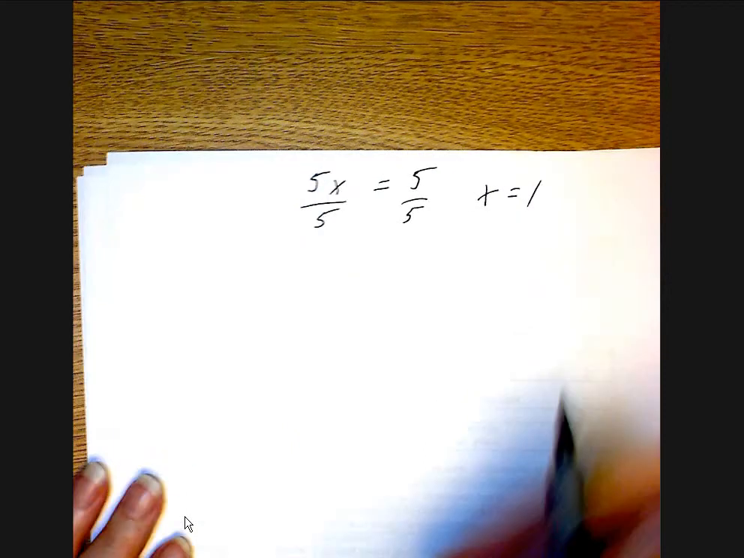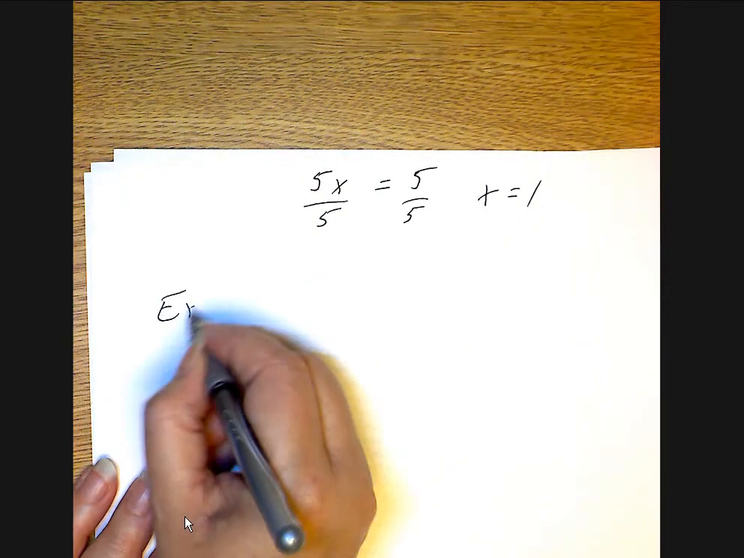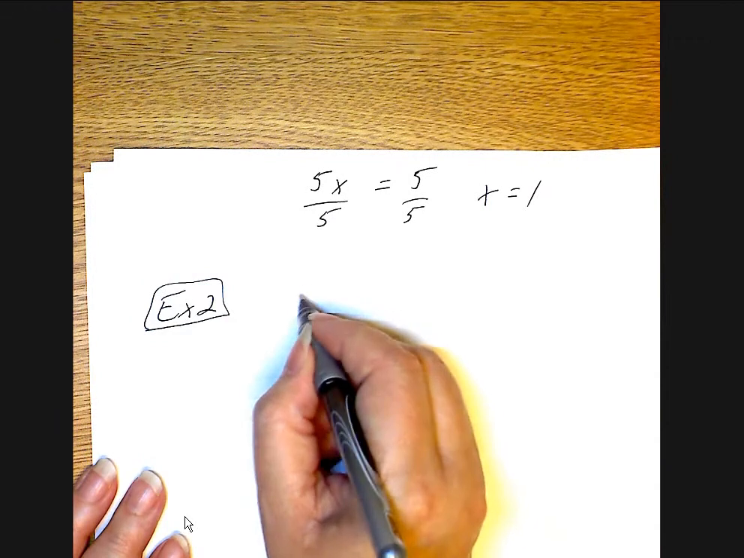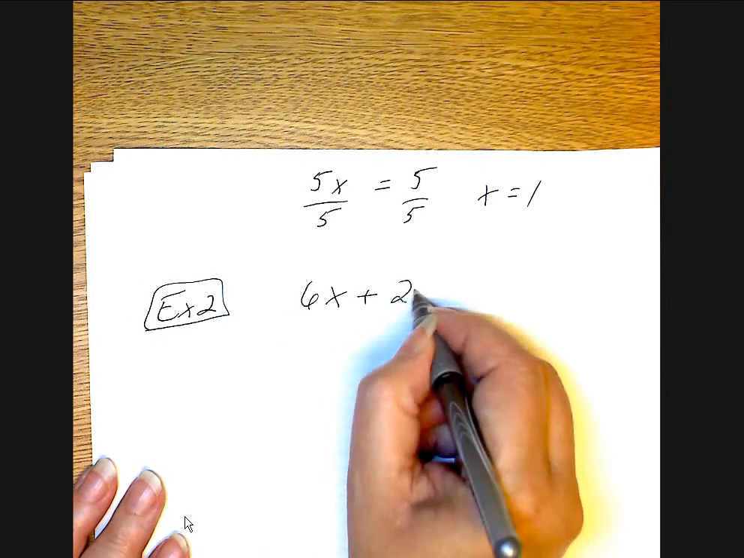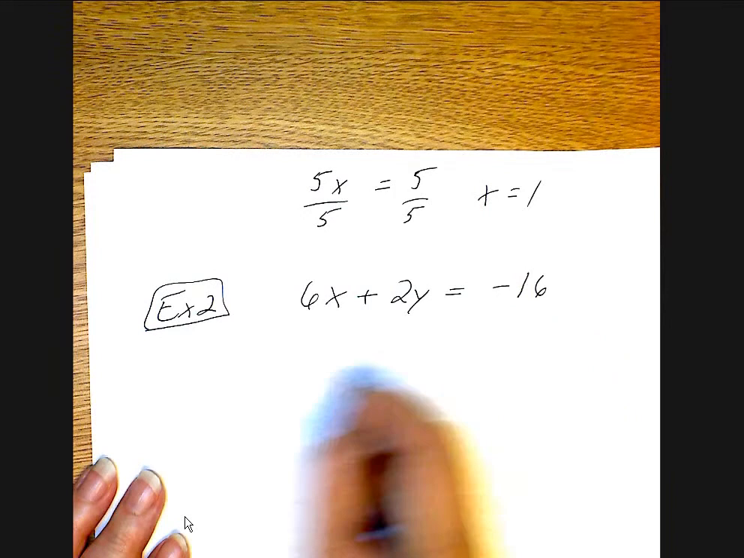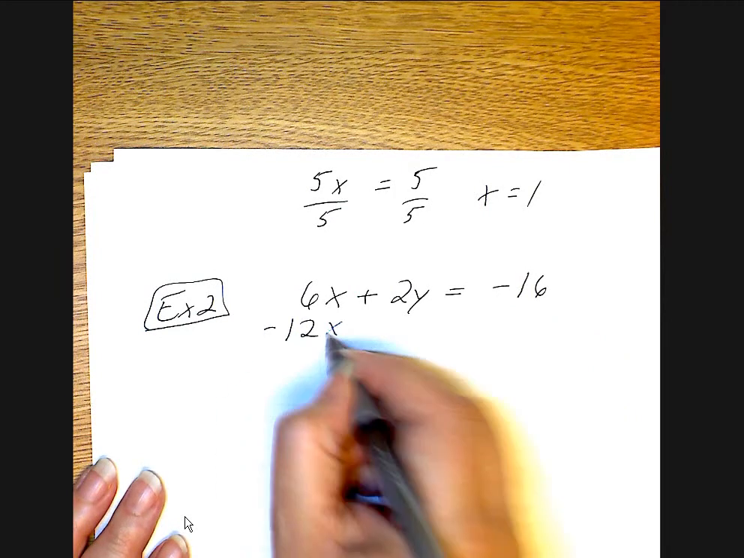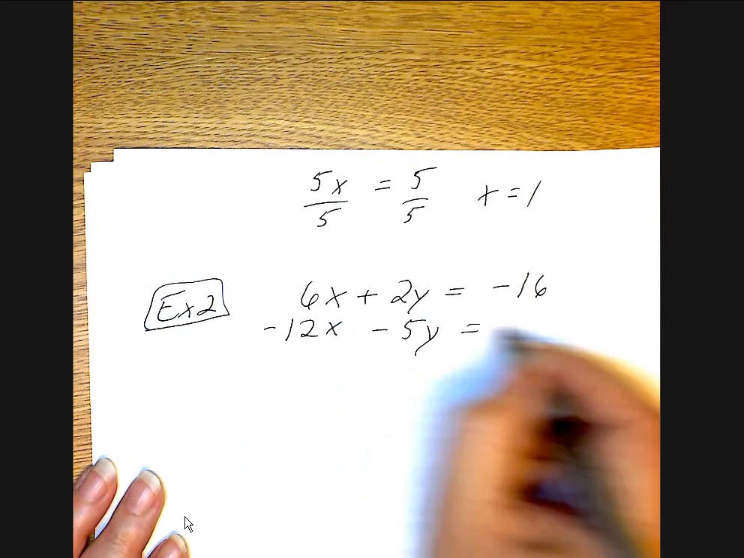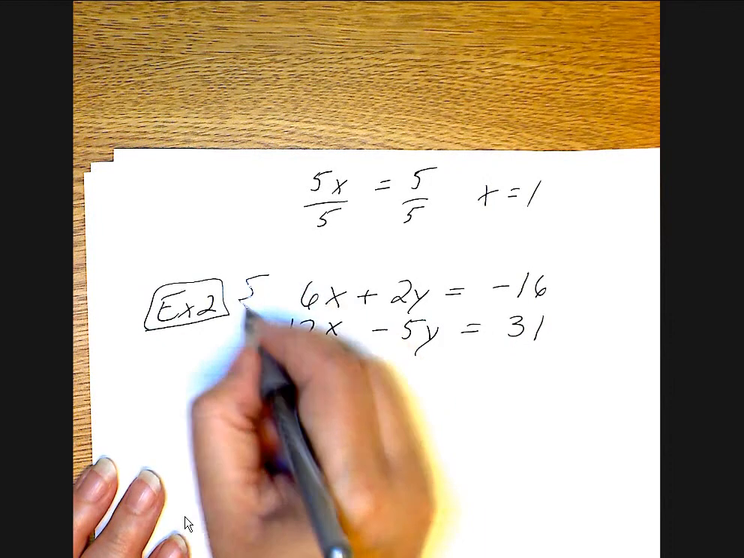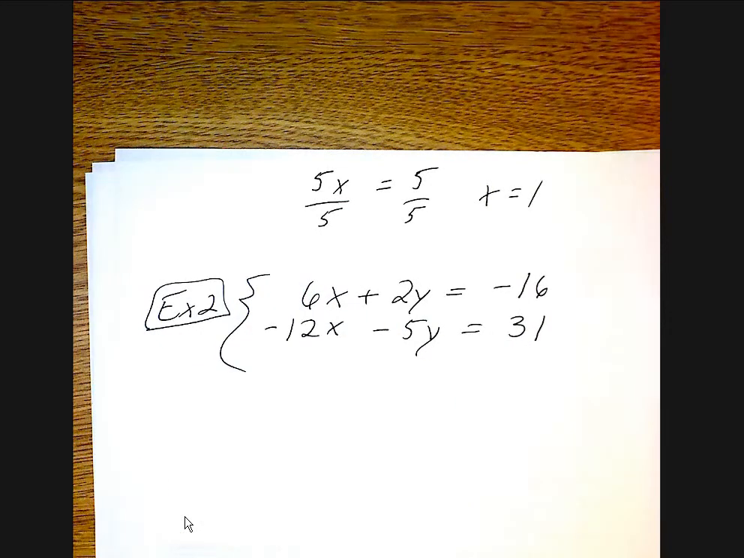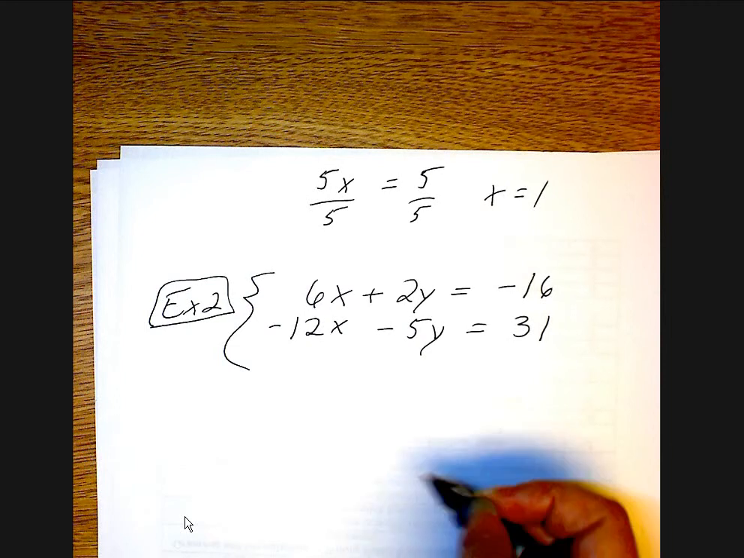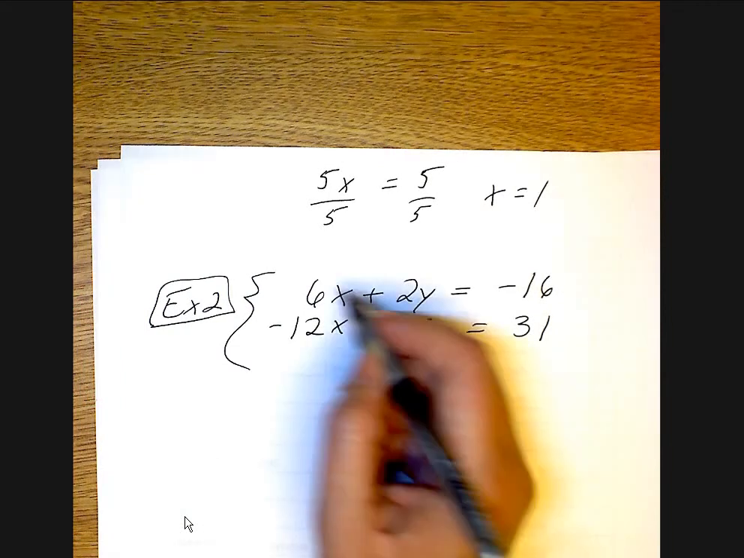Example 2. We have 6x plus 2y is equal to negative 16. Negative 12x minus 5y is equal to 31. If I were to add down, nothing would drop out. So, what could I multiply top or bottom by that one of them would drop out? Top by 2. Alright, everyone with me? So we're going to multiply the top by 2.